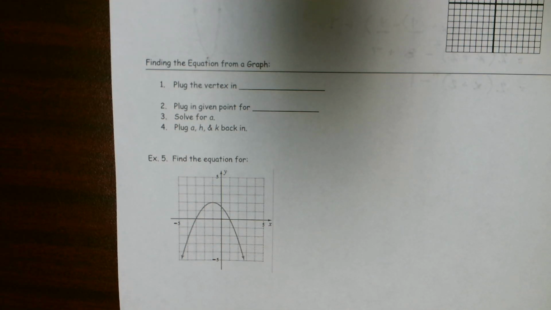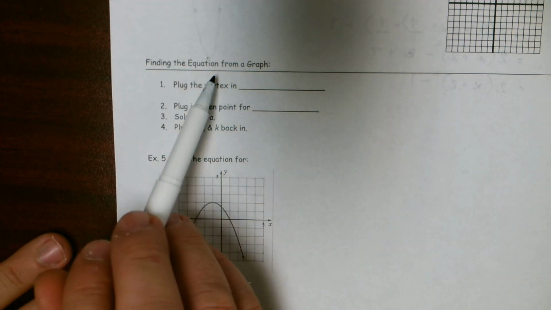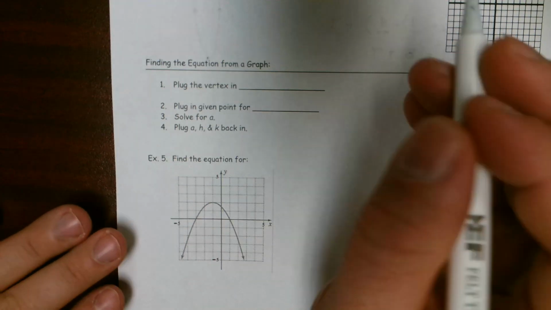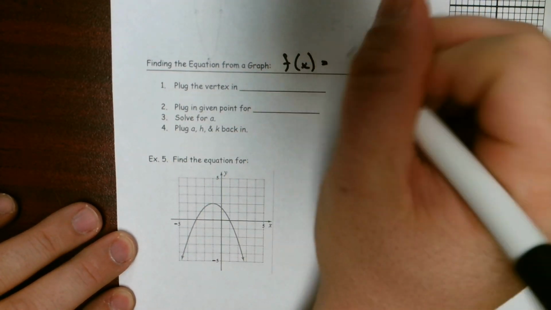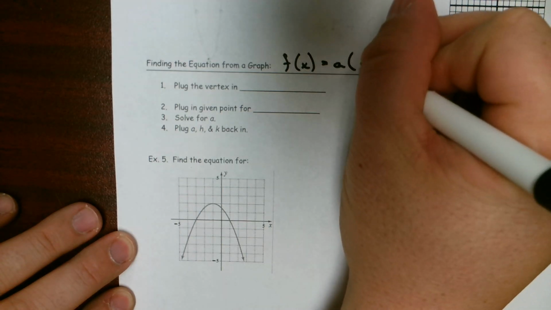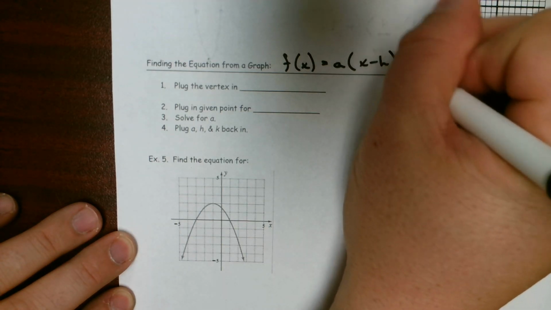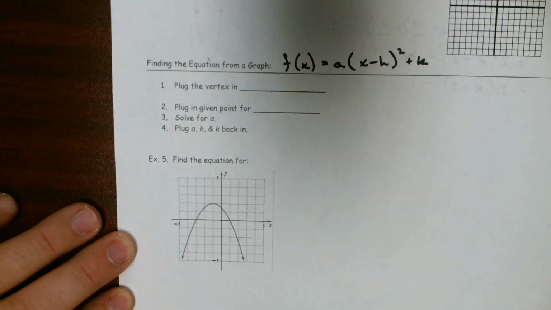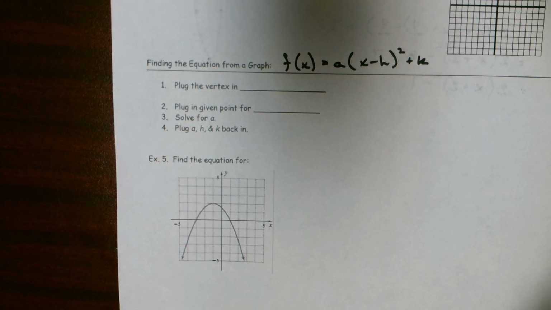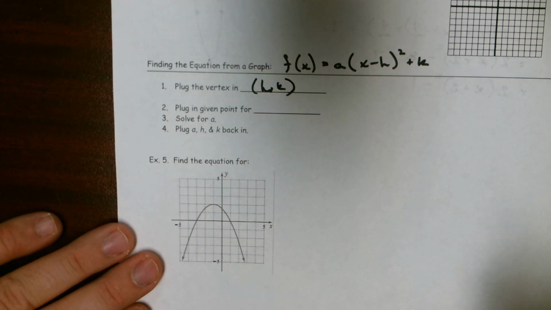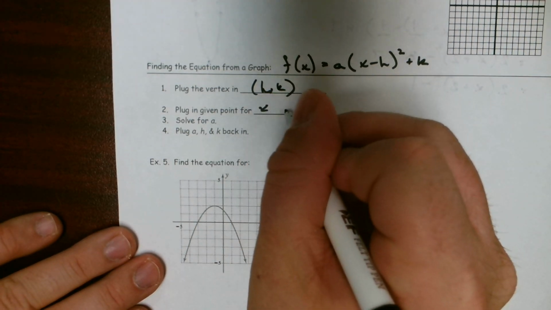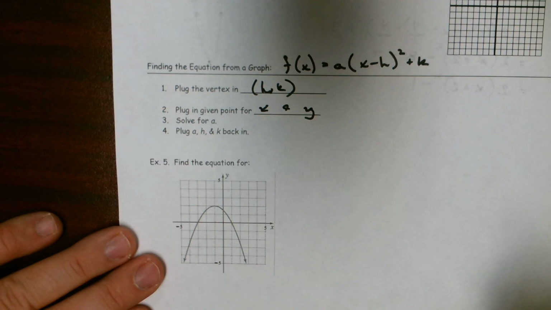Okay, now we are going to be finding the equation from a graph, and we're going to be putting those equations into vertex form, general form, whatever you want to call it, this form of the equation. Okay, so first we have to find the vertex at (h, k), and then we're going to plug in a given point for x and y, and we're going to solve for a. So it's going to be really super simple.